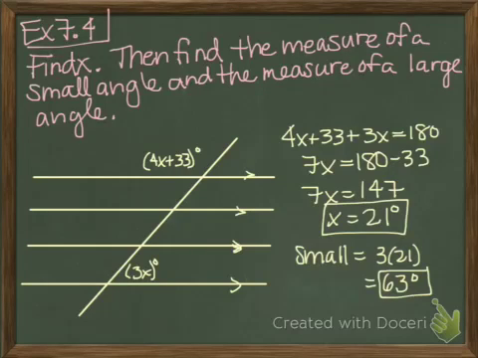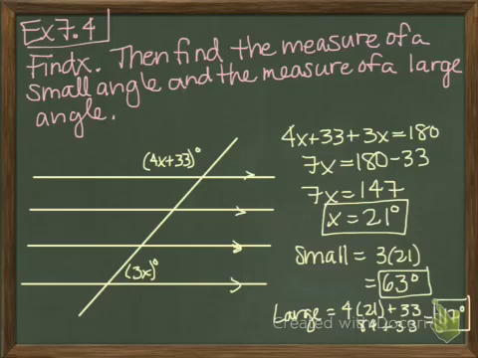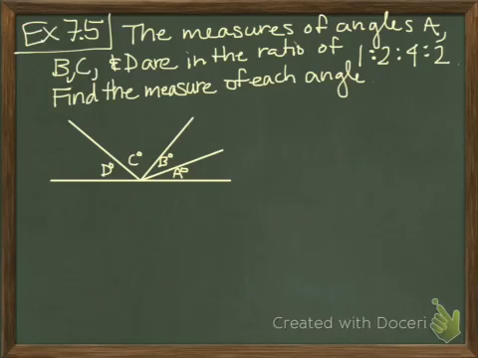Now it says find the measure of the small angle. The small angle is 3 times x, or 3 times 21, to give us 63. And then we need to find the measure of the large angle, so 4 times 21 plus 33. 4 times 21 is 84, so 84 plus 33 gives us 117 degrees. And when we add 117 and 63, we do get 180.